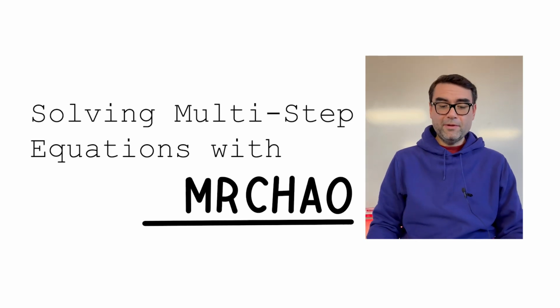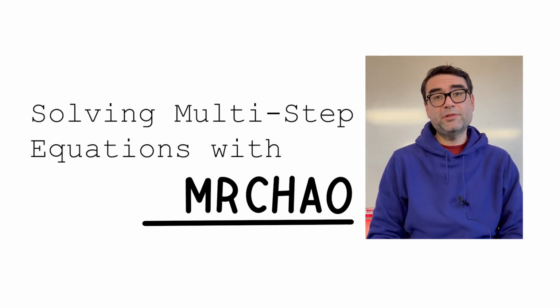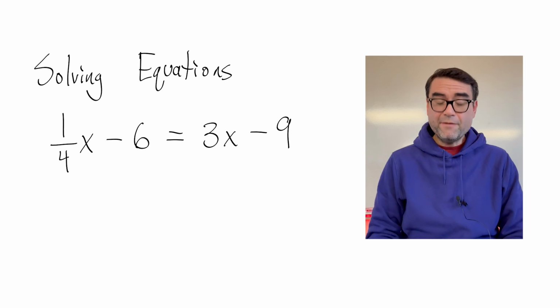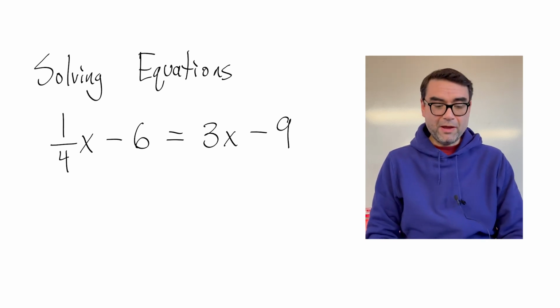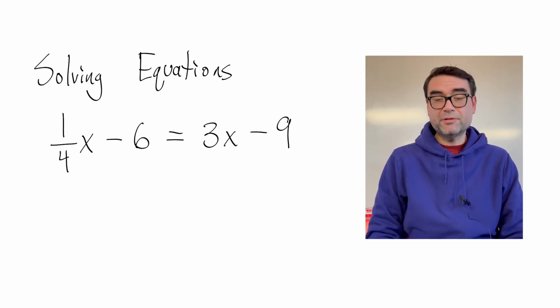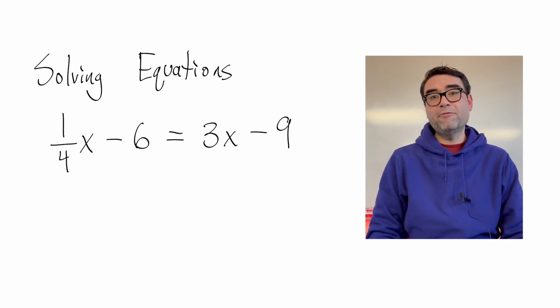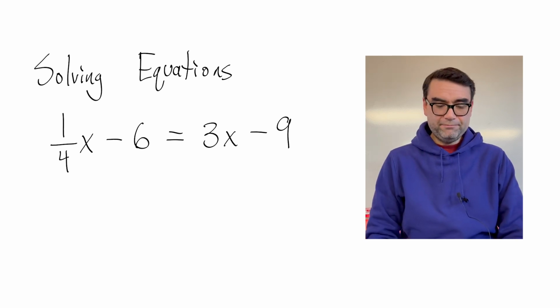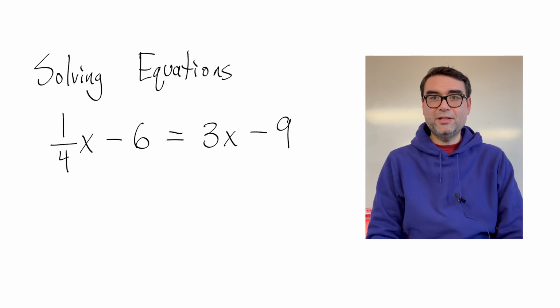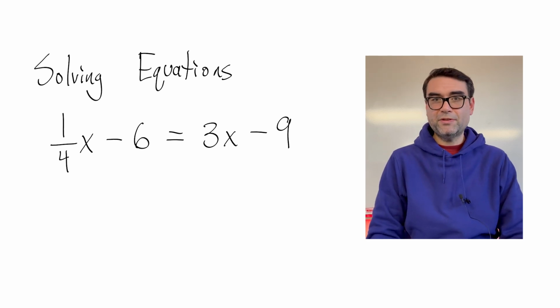Today we're going to look at more difficult equations than a simple two-step equation. We have an equation where you have four terms: 1/4 x minus 6 equals 3x minus 9. What makes this most difficult for most students is the fact that we have a 1/4 x, a rational expression, and it's hard to deal with fractions if you don't remember all your fraction rules from elementary school, let's say.